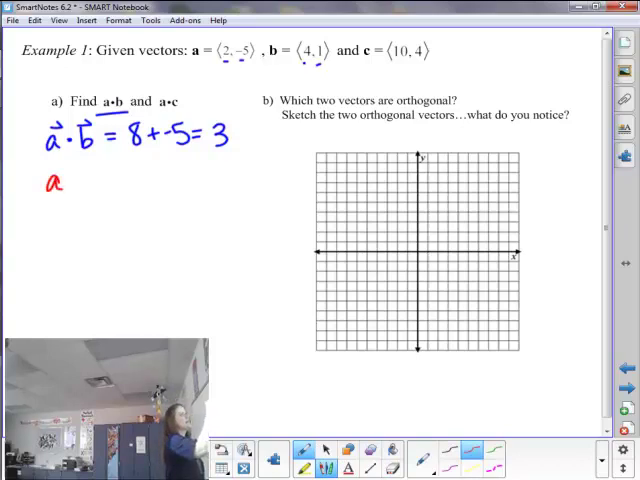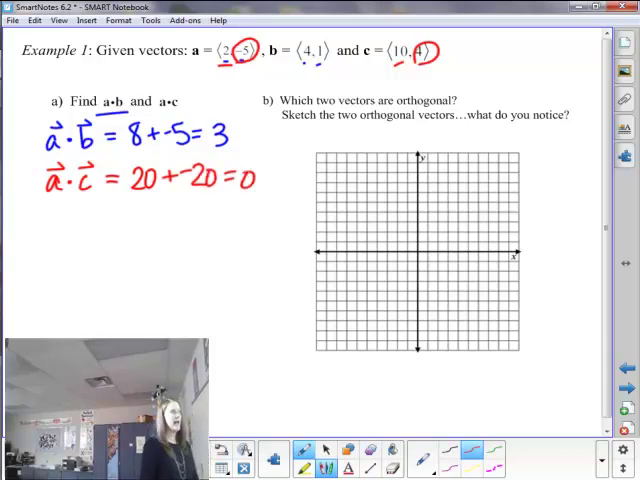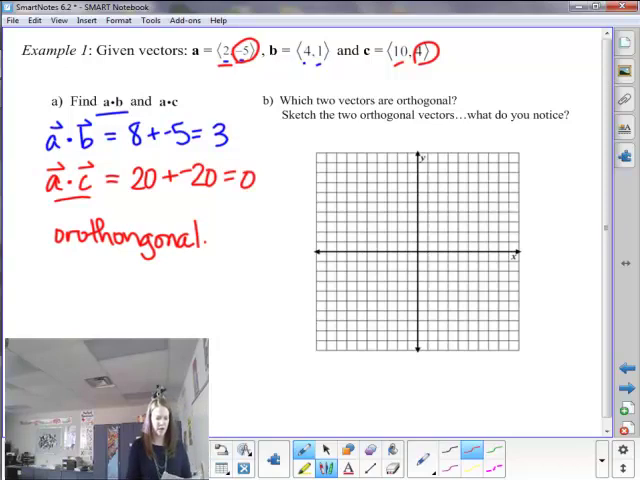All right, second example, I want to try vector A times vector C. Alrighty, vector A is my same horizontal component of 2. Vector C is a horizontal component of 10. Multiply those two together, I'm going to get a 20. Vector A has a vertical component of negative 5, and C has a vertical component of 4. Obviously, negative 5 times 4 is negative 20, and notice we get a 0. Anytime we are taking a dot product and we get a 0 product, we're going to find some orthogonal vectors. So you have a spot to write that. Orthogonal vectors will always have a product of 0.